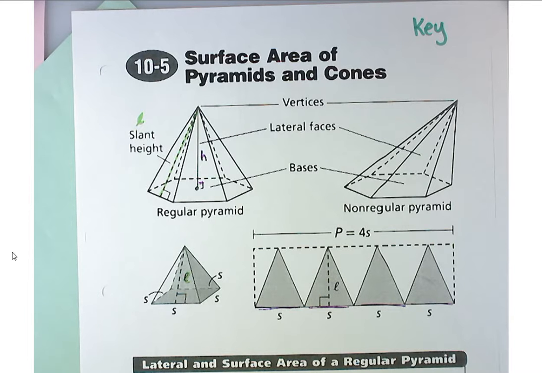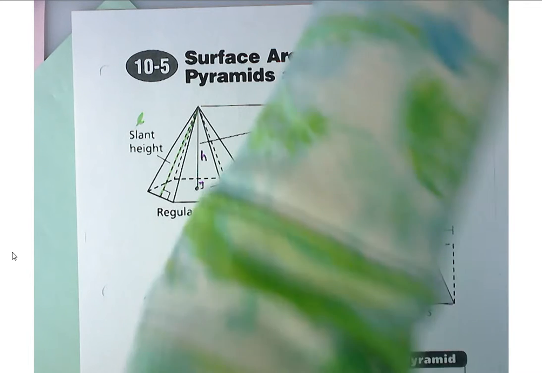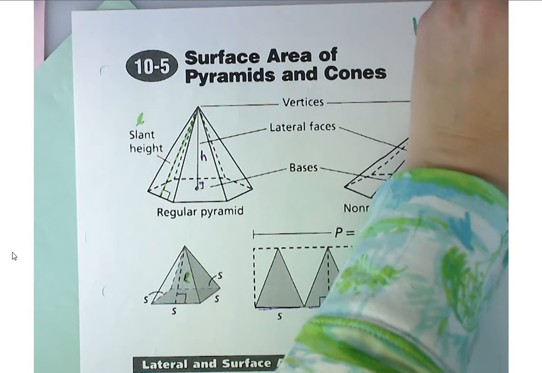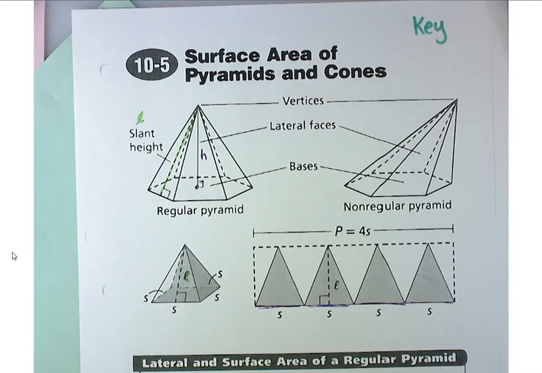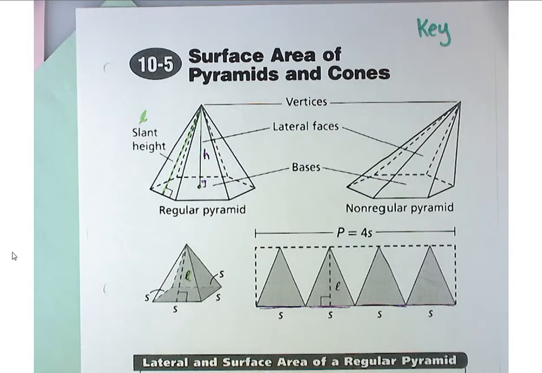Exciting section we are going to do today. And 10.5 is about the surface area of pyramids and cones. Right, so vertices you're already familiar with. The lateral faces you're familiar with as well. Just remember that the lateral faces are going to be the faces that do not include the base or bases.